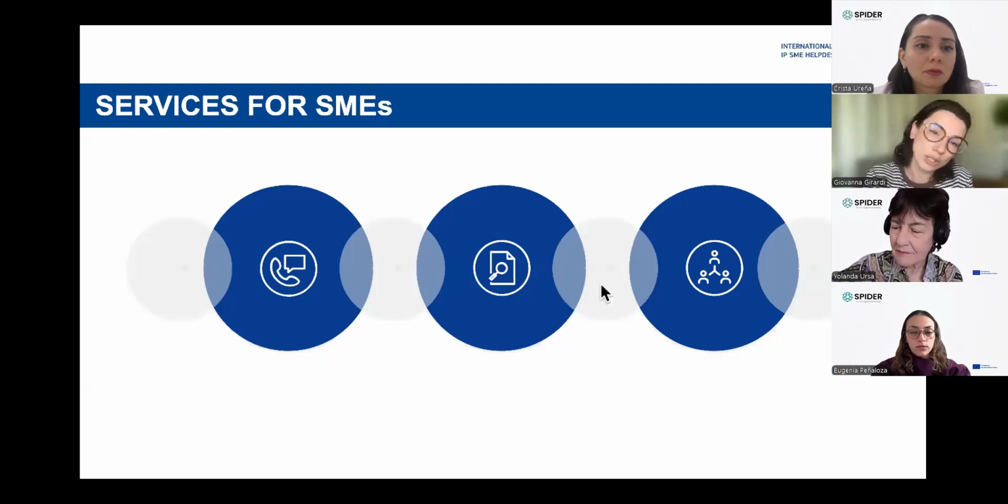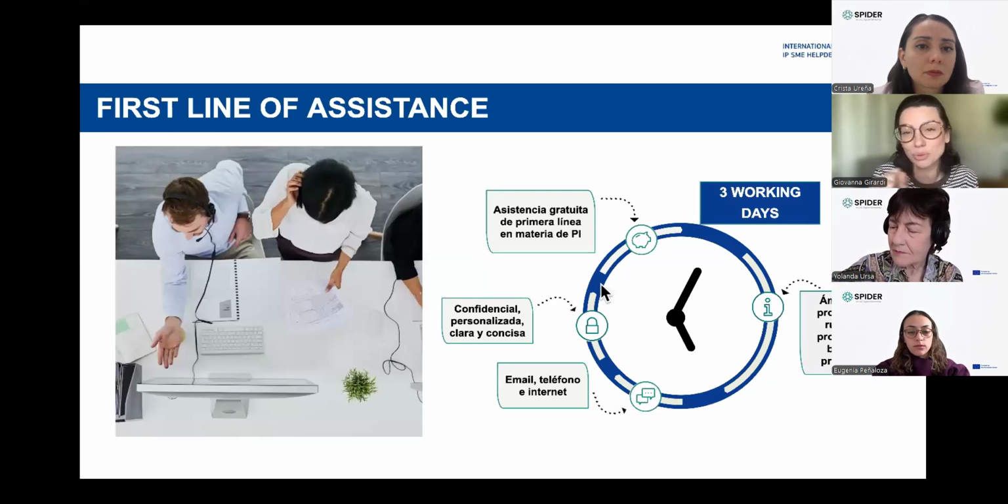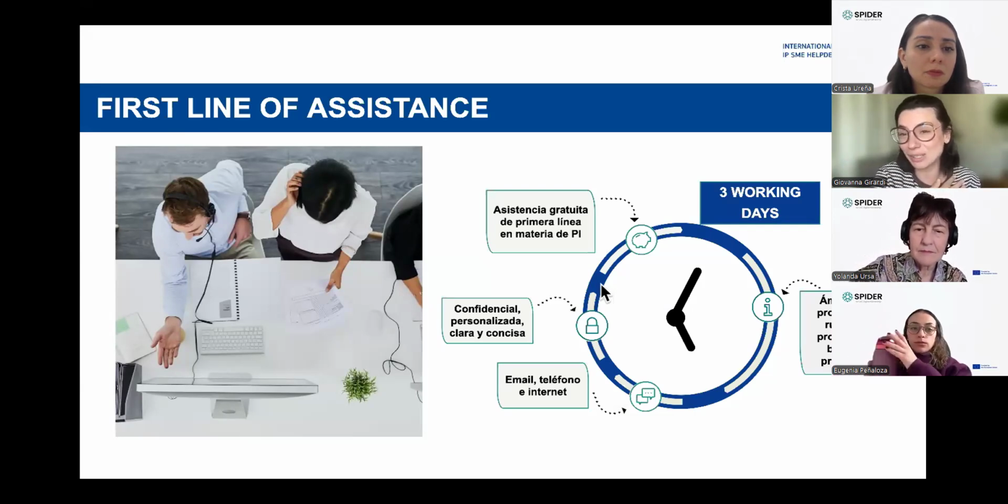They are all free of charge, being the most relevant to you, the users, the first line of assistance, in which we are committed to delivering an answer to your query, to your issue, in which intellectual property rights play a relevant role, in 3 working days, with the utmost confidentiality, personalized, clear, concise, to the point for the business running.